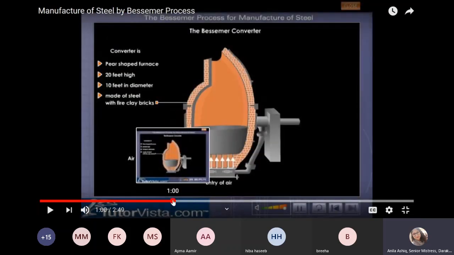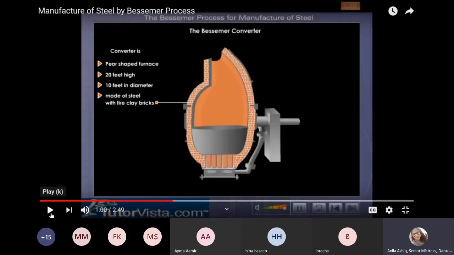Okay. Let me play from here. Observe the air holes called tuyeres at the base. This allows entry of air into the furnace. The converter can be rotated horizontally on its axis to enable entry of molten pig iron, the raw material. Click on the button to view the working of the converter.